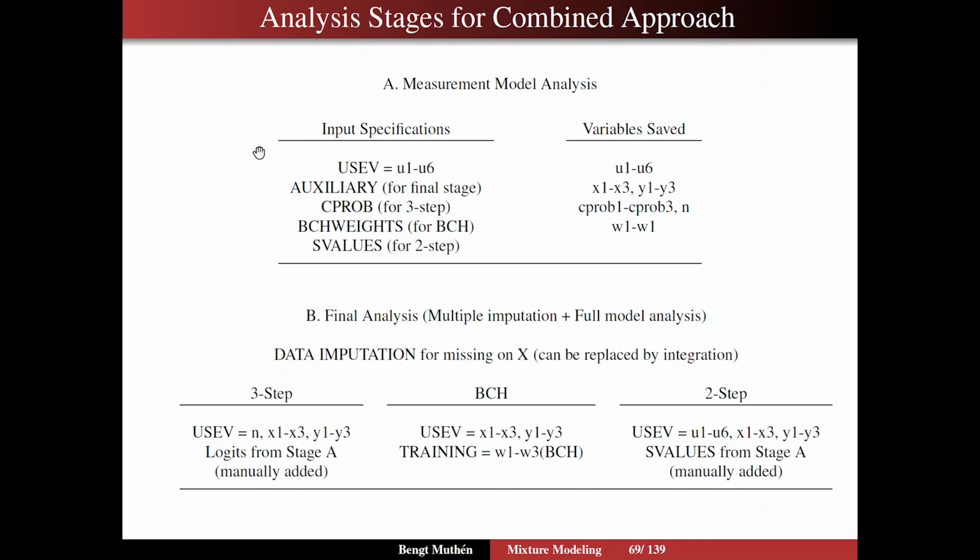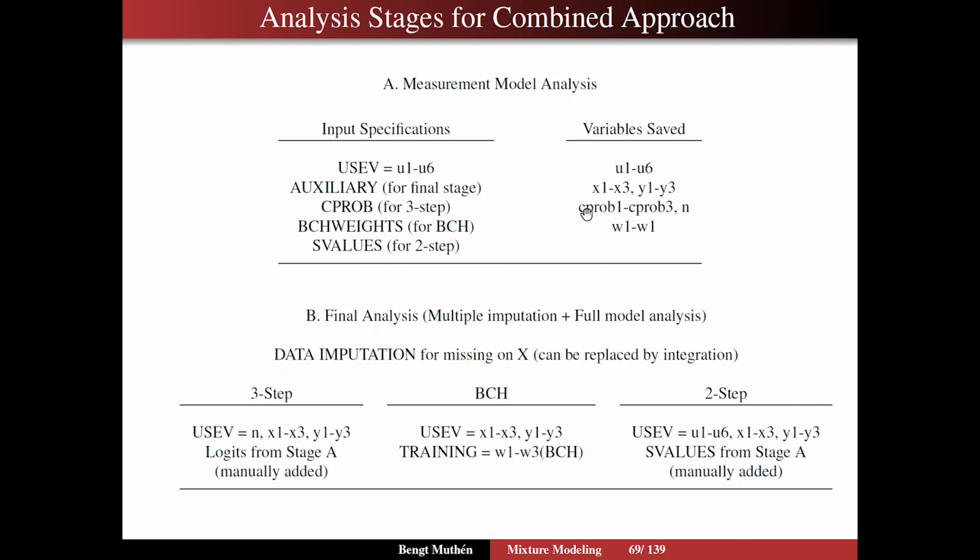So the input specifications then are that we use variables 1 through 6 for the latent class indicators, and that's what we use in a measurement model analysis. Those variables are then saved for a last stage analysis. And we have the auxiliary option for the final stage, which has the covariates and the distal outcomes on it. And then we request CPROBs, which we use for 3-step.